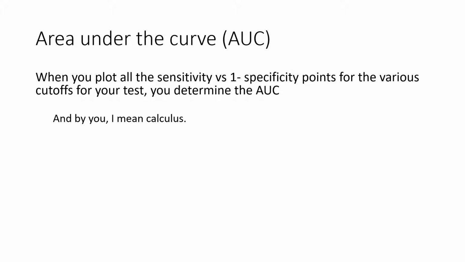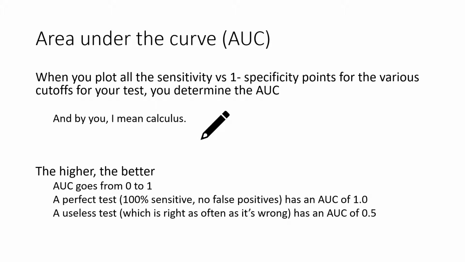So what is the area under the curve? It's when you plot all the sensitivity versus 1 minus specificity points for the various cutoffs for your test. You determine the area under the curve, and this is done by calculus. So the higher the better, and AUC goes from 0 to 1. A perfect test, which is 100% sensitive and has 0 false positives, would have an AUC of 1. And a useless test, which is right as often as it's wrong, would have an AUC of 0.5.